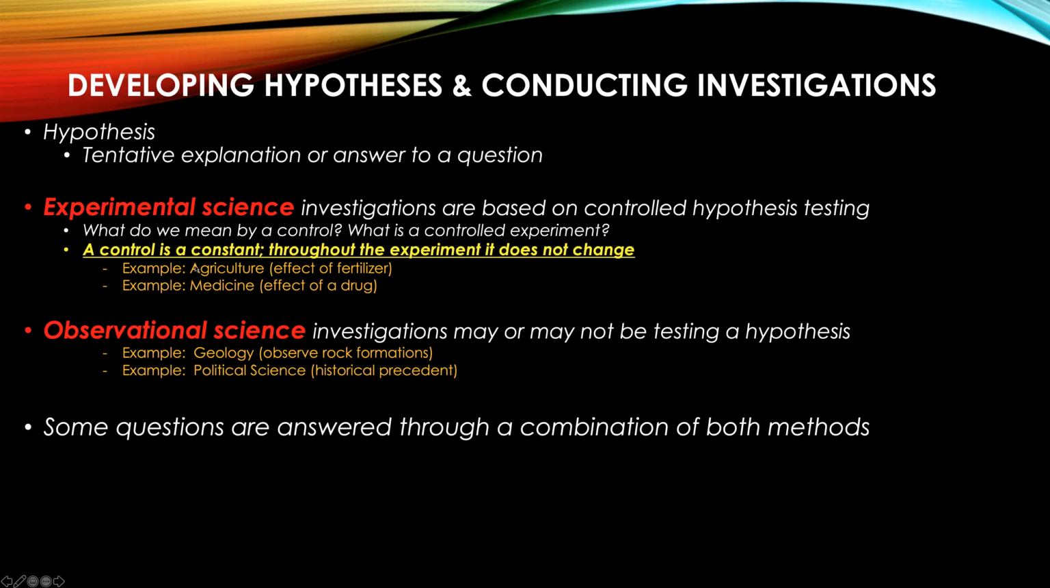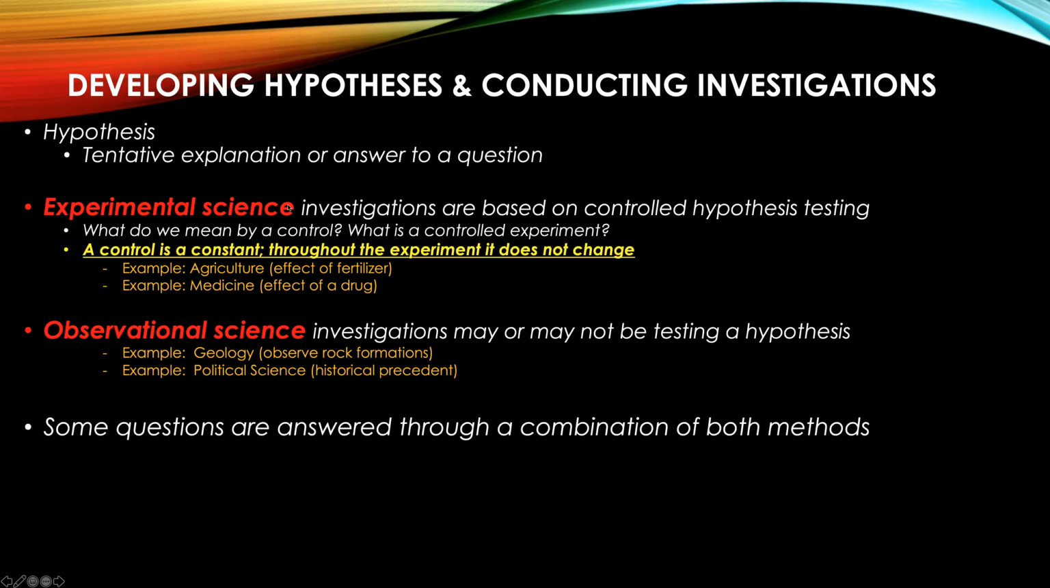So, for example, an experiment in agriculture might be to examine the effect of fertilizer. Well, the control for such an experiment would be no fertilizer. Similarly, in medicine, if you were looking for the effect of a drug on a certain condition, the control would be patients that received no drug.